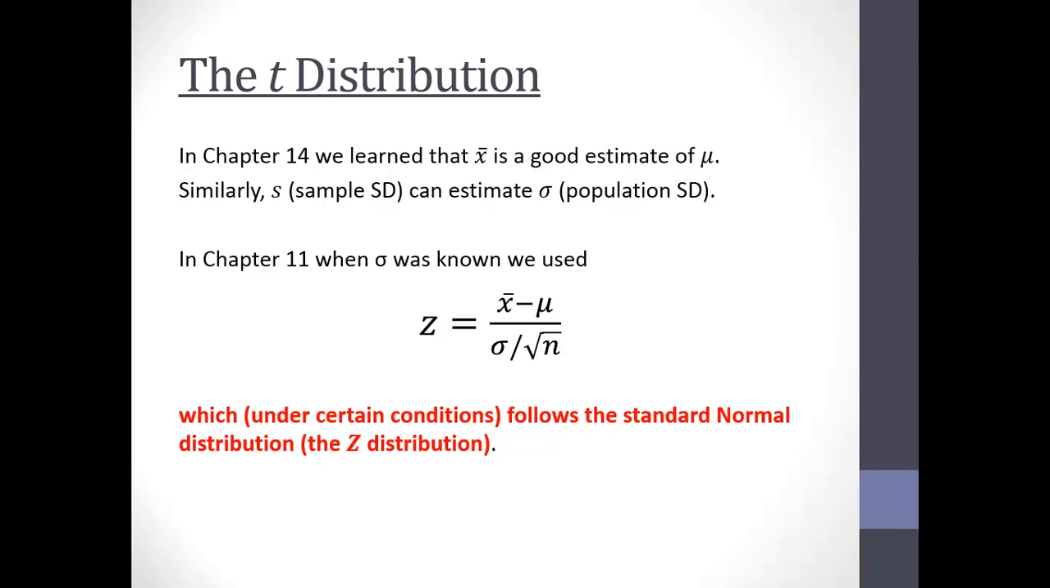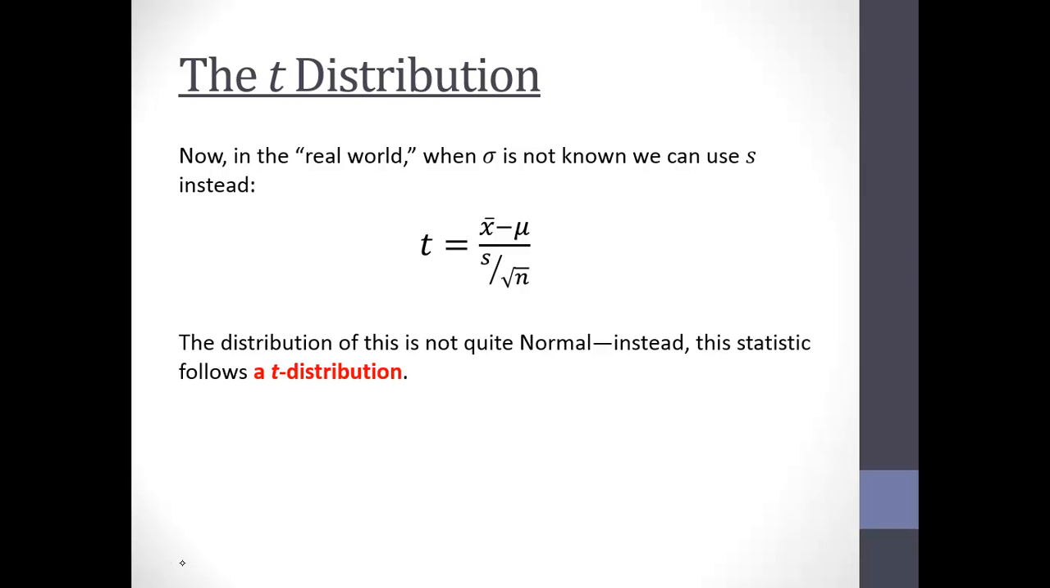So back in chapter 11, when we assumed that sigma was known, we used this z formula, x bar minus mu divided by sigma over the square root of n. And under certain conditions, we knew that follows a standard normal distribution. That was either the central limit theorem coming in to help us, or the population being normal.